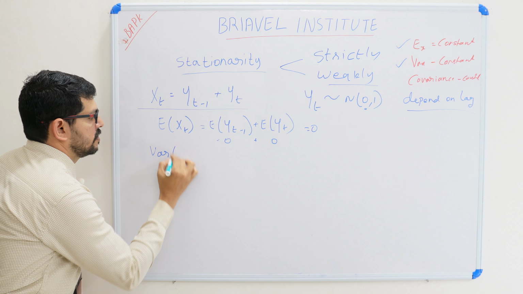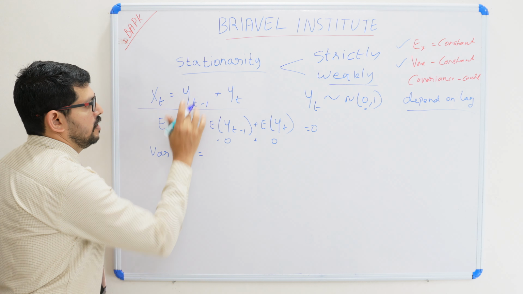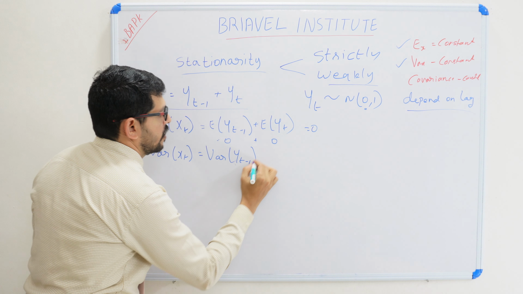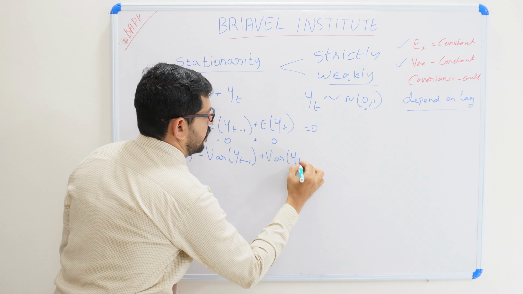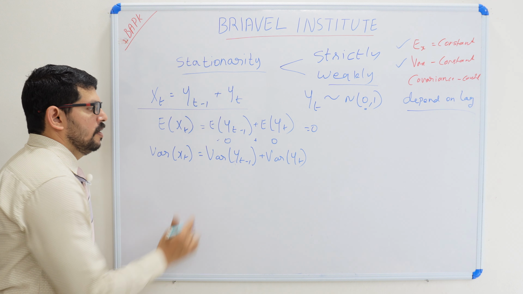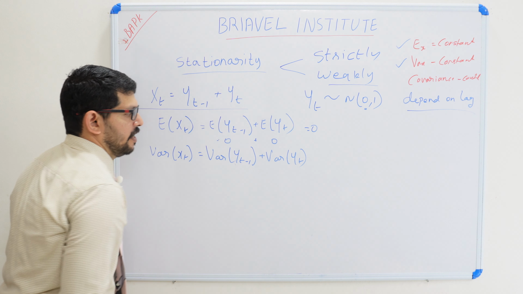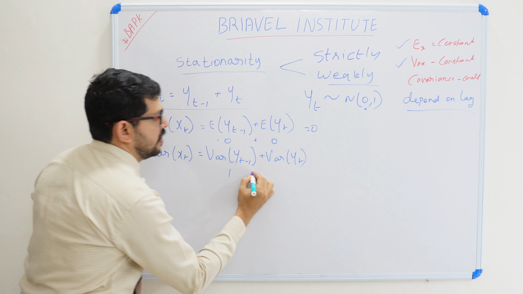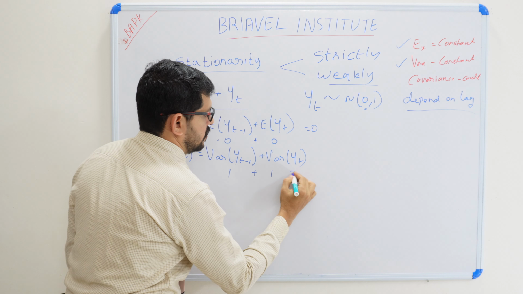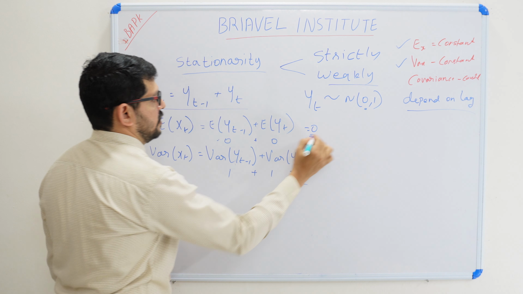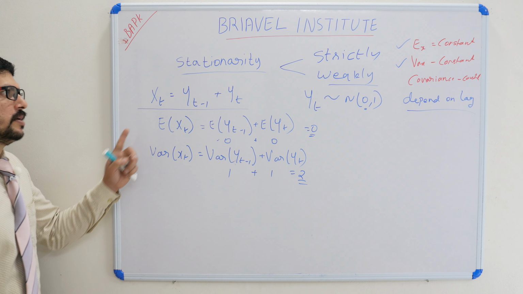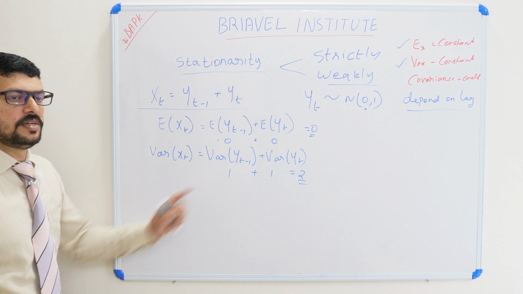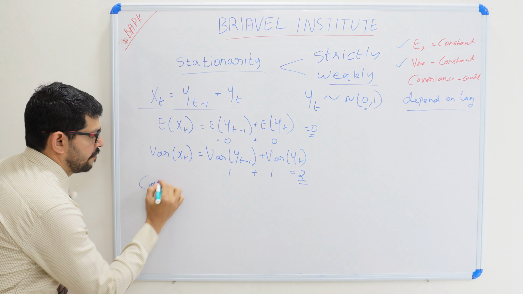Next is the variance of S(t). Since the terms are independent, we can write the variance of Y(t-1) plus the variance of Y(t). The variance of Y(t-1) is 1, and here the variance is also 1. So the variance is also constant. So the expectation is constant and the variance is also constant. Next we have to check the covariance.